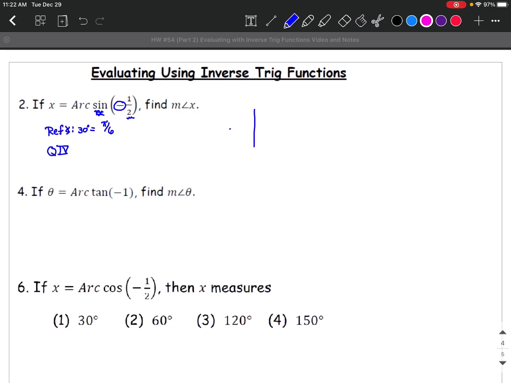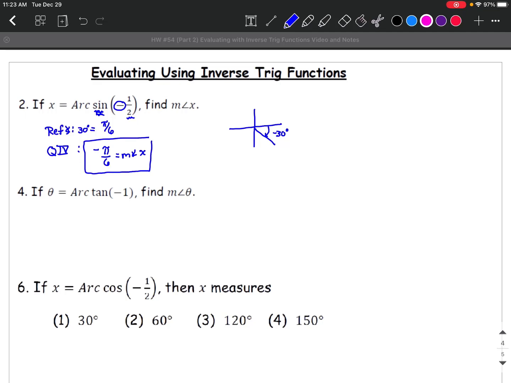Now, if we're in that fourth quadrant and we're rotating down negative 30 degrees, that angle is negative pi over 6. And we prefer the radian answers, but yeah, it's the same. It's negative 30 degrees. So that's our answer for that one.